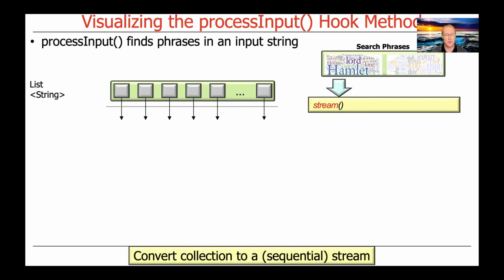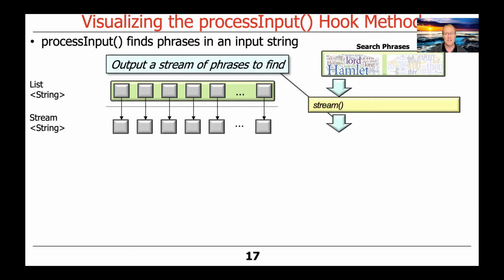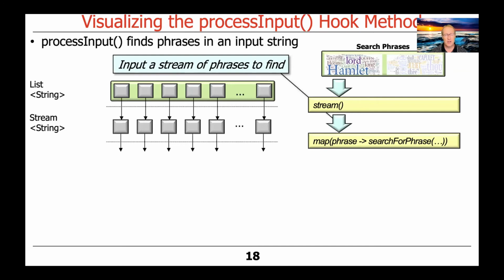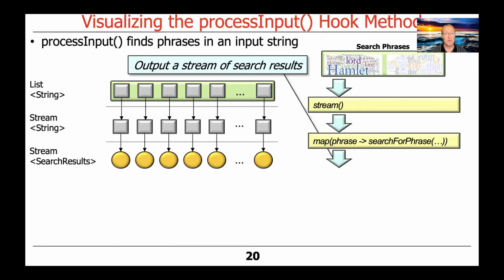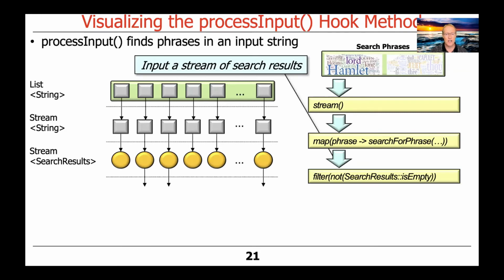It converts that into a sequential stream of phrases. And then it uses map to look up each phrase in the input string, the work of Shakespeare that we're looking at at that particular point. So Hamlet, Macbeth, Julius Caesar, Romeo and Juliet, and so on and so forth. That will output a stream of search results, which may or may not have any hits. It all depends, of course, on whether those phrases are found in that particular work of Shakespeare.